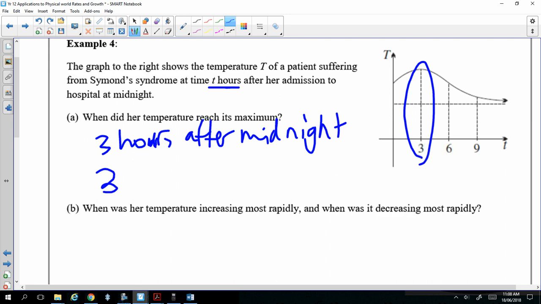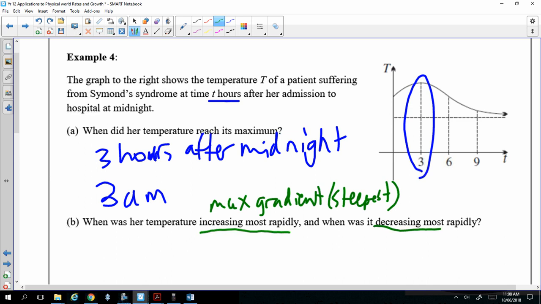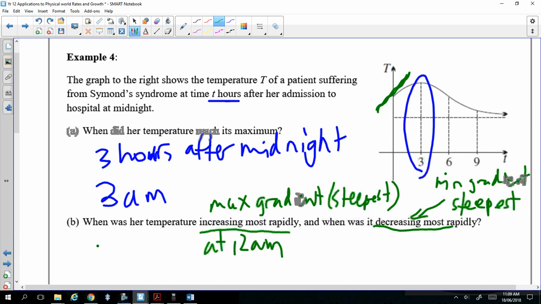Okay, good. So when was her temperature increasing most rapidly, and when does it decrease most rapidly? All right, increasing most rapidly means when the gradient is greatest, the maximum gradient, which is the steepest. And decreasing most rapidly means minimum gradient, or also steepest in the negative direction. Okay, let's do the first one. I think increasing most rapidly is at the beginning, maybe at 12 a.m. Whereas decreasing most rapidly corresponds to this point, like an inflection point. Usually the maximum gradient occurs at an inflection. Can you see the gradient here is the steepest in the negative direction? So maybe at 6 a.m. it is decreasing most rapidly.